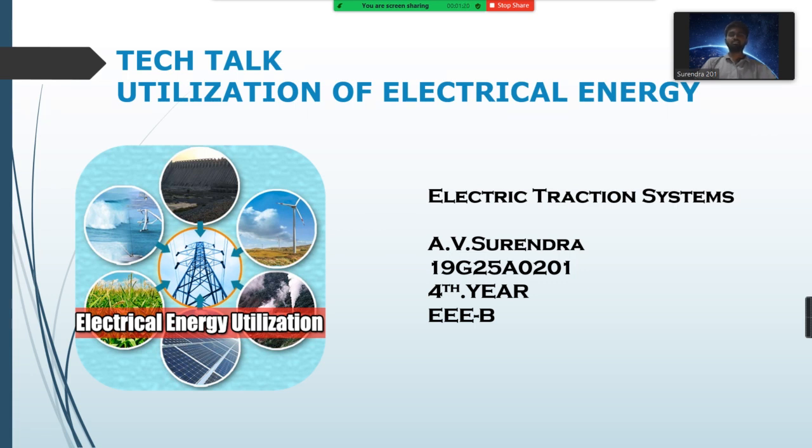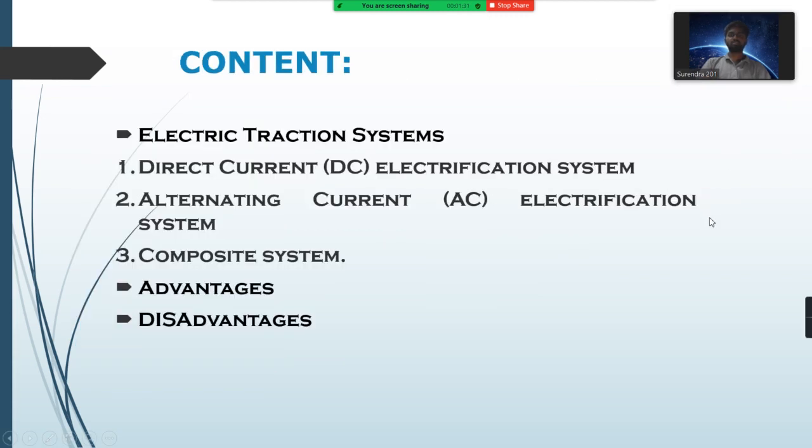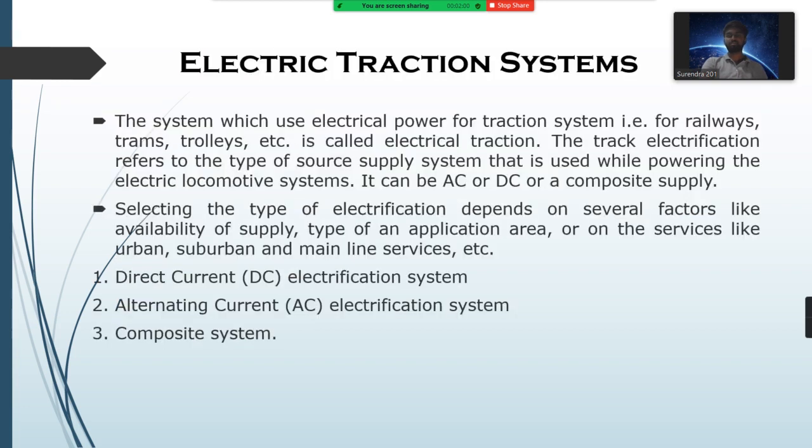In today's session, we are going to discuss electric traction systems. In this video, the contents we are going to see are electric traction systems and the types of electric traction systems: the direct current electrification system, the alternating current electrification system, and the composite systems. Also, the advantages and disadvantages of all three types of electric traction systems. Let's get started one by one.